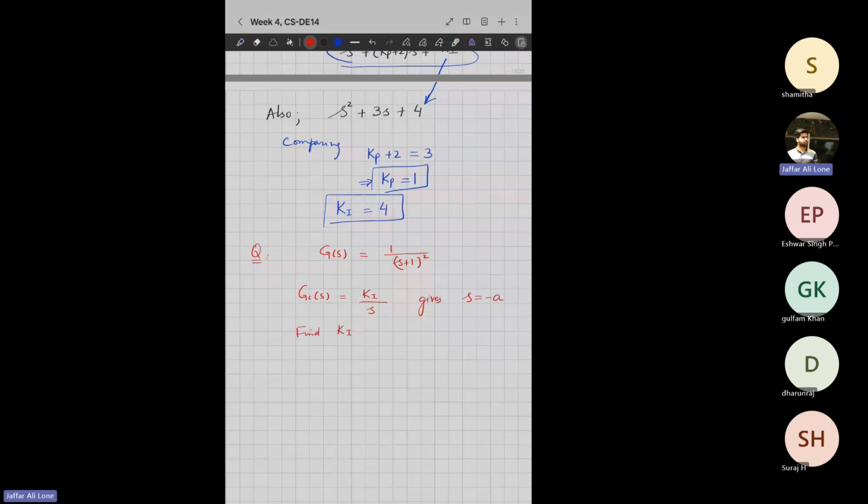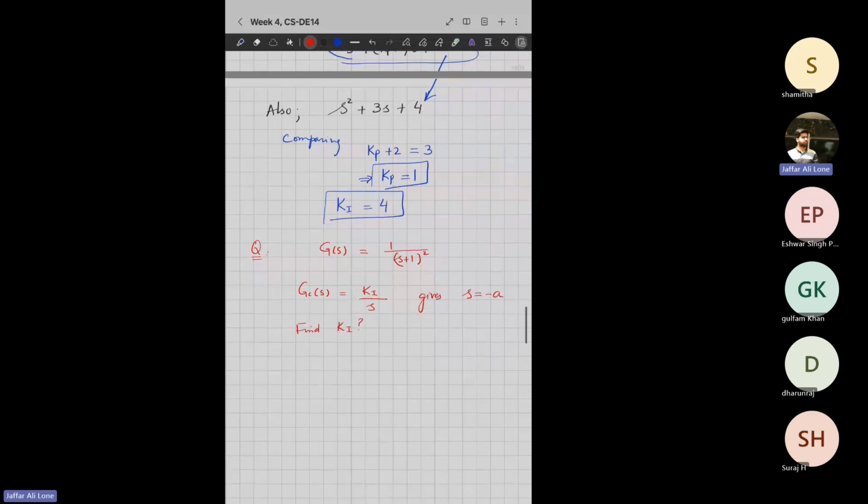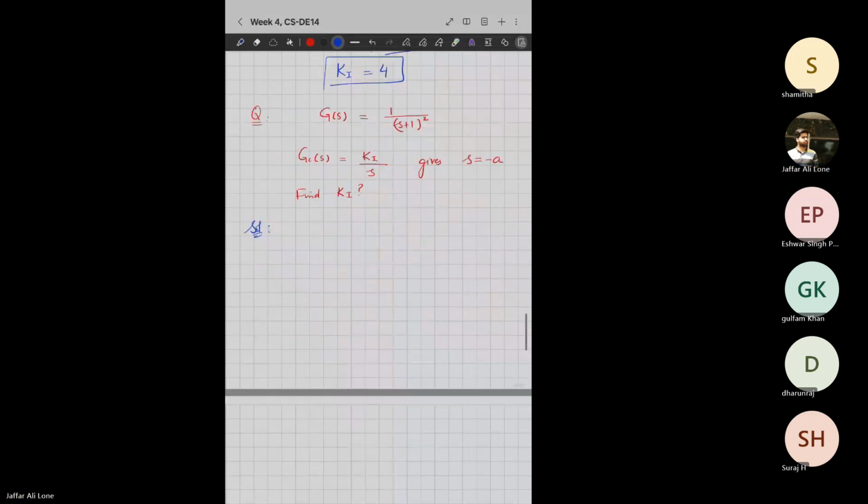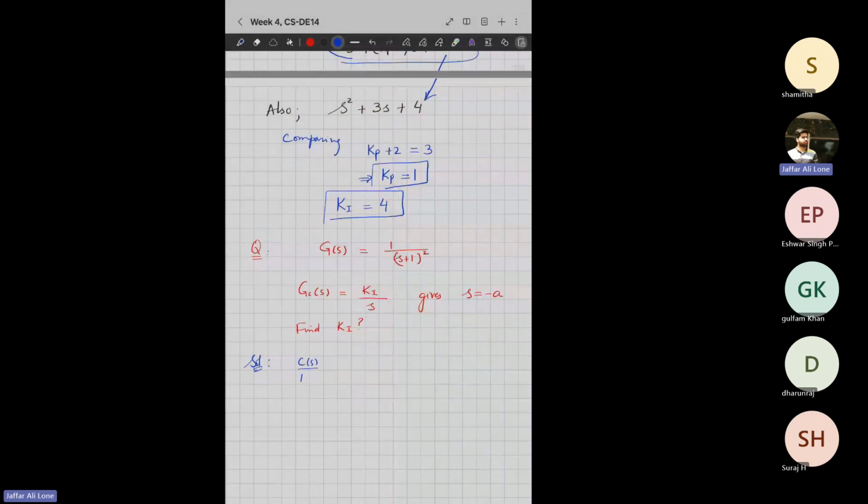So if nothing is working out, if nothing is clicking when you are solving questions for a second order system, just find the CLTF. Because when you find the CLTF, you'll see things are becoming visible. What is my CLTF? CS over RS, or CLTF directly I'll write. That will be GC, the controller transfer function, into G.